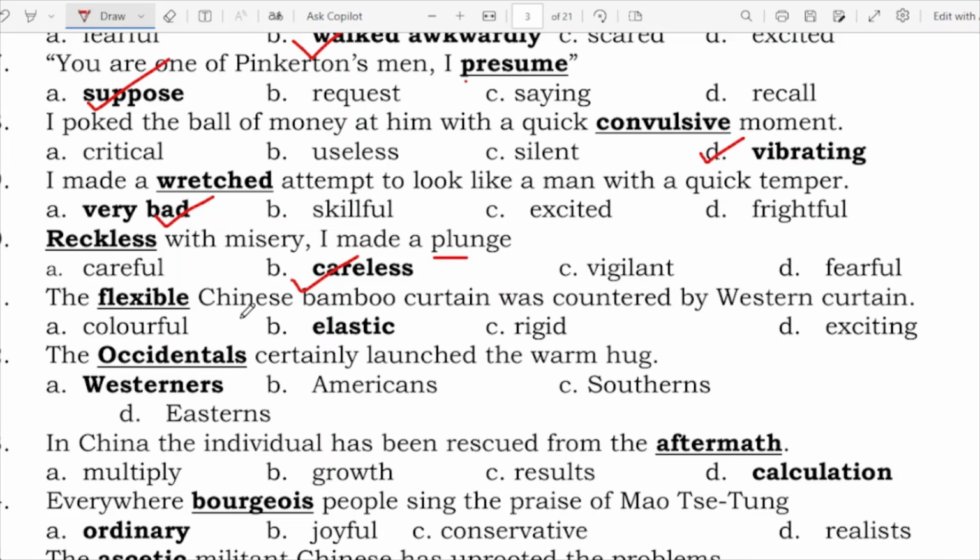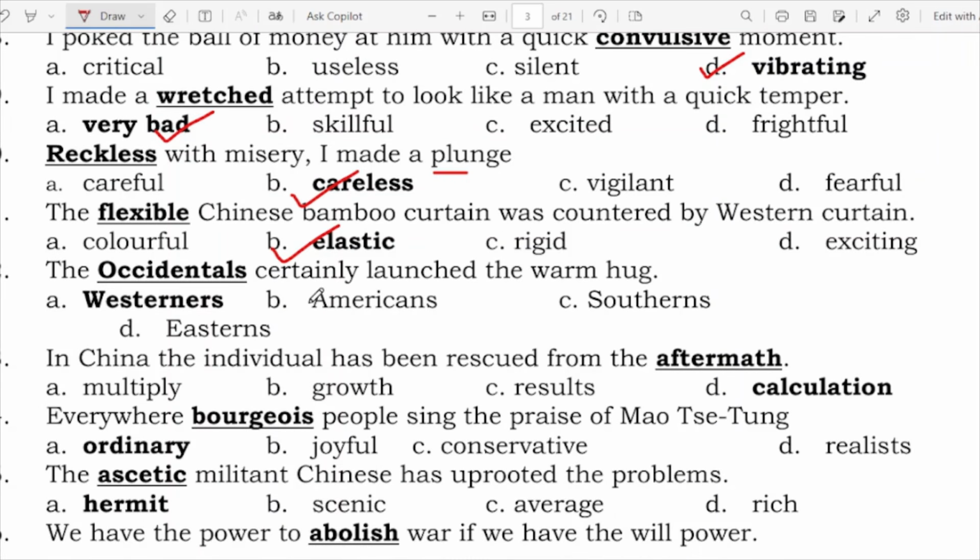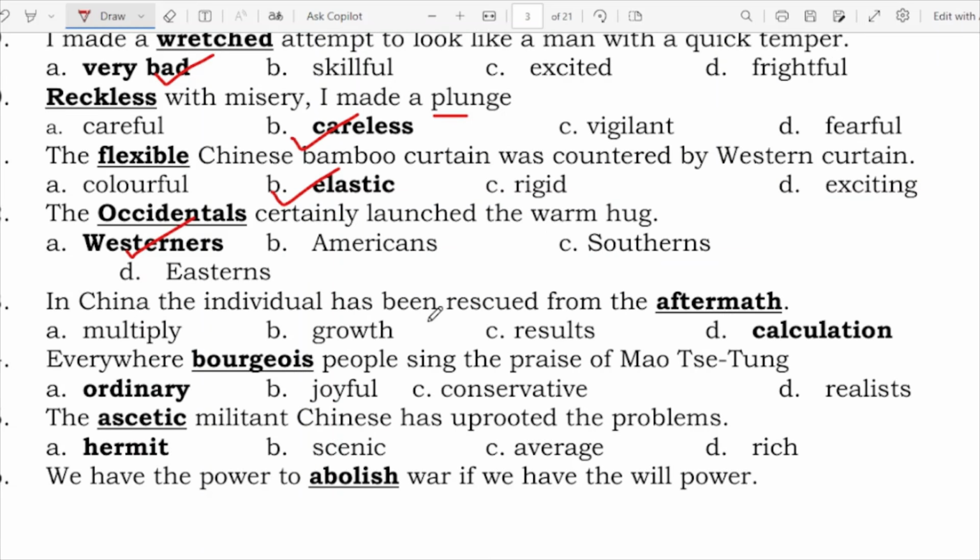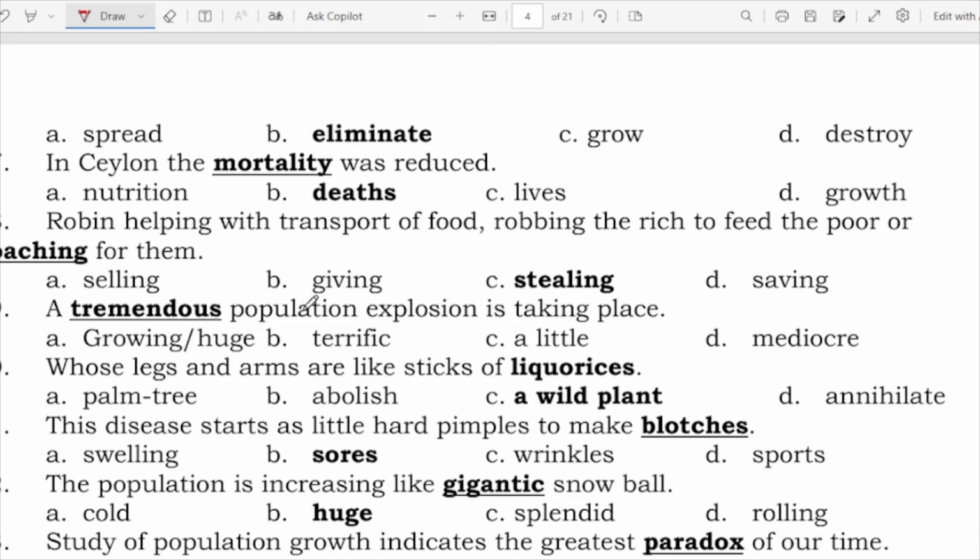The flexible Chinese, this is a China way to progress. Here we have elastic, answer beta. Occidentals, certainly westerns. And the next one is China, the individual's aftermath, that is calculation. And everywhere Boges. Boges is ordinary, and joyful and ascetic, militant, and that is hermit. We have the part to abolish. Abolish means to stop, to eliminate, that is beta.